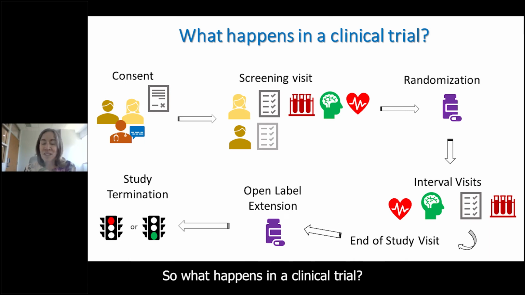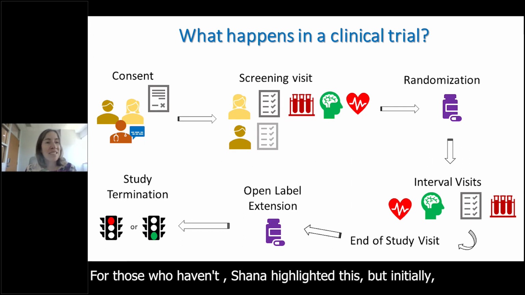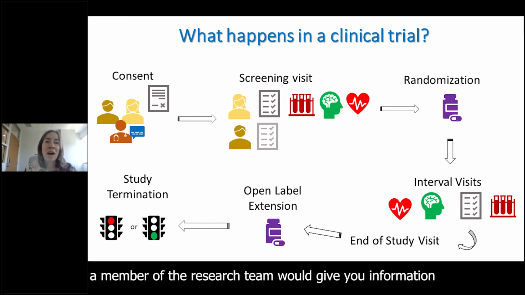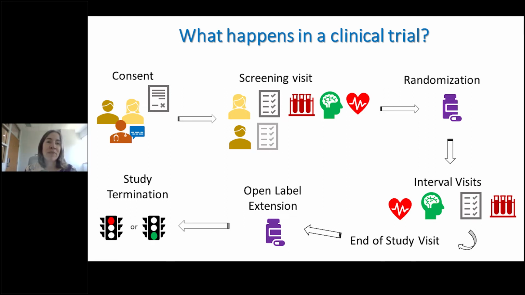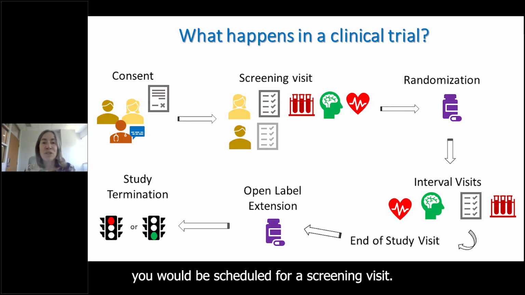So what happens in a clinical trial? Many of you on the webinar have participated before. For those who haven't, Shana highlighted this, but initially, whether it's on the phone or ultimately in person, a member of the research team would give you information in writing about the study and would also discuss typically with you face-to-face or on the phone the nature of the study, the risks, etc. If you were interested and it was thought that you were likely eligible for the study, after signing the consent form, you would be scheduled for a screening visit.